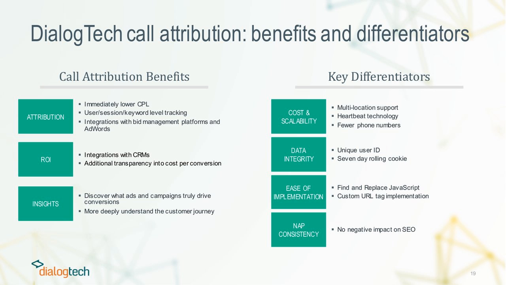And some key differentiators. Nick will be touching on a few of these in the next section, but SourceTrak, our technology, is a lot more cost efficient for marketers who are doing call attribution, and it's much easier to scale at a higher rate. And the level of data integrity we have is really strong because of how we clean our phone numbers and use our cookie.